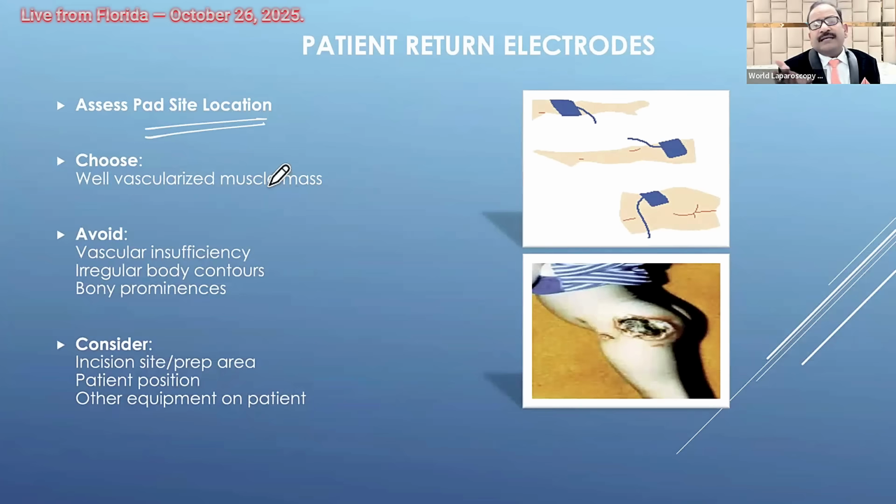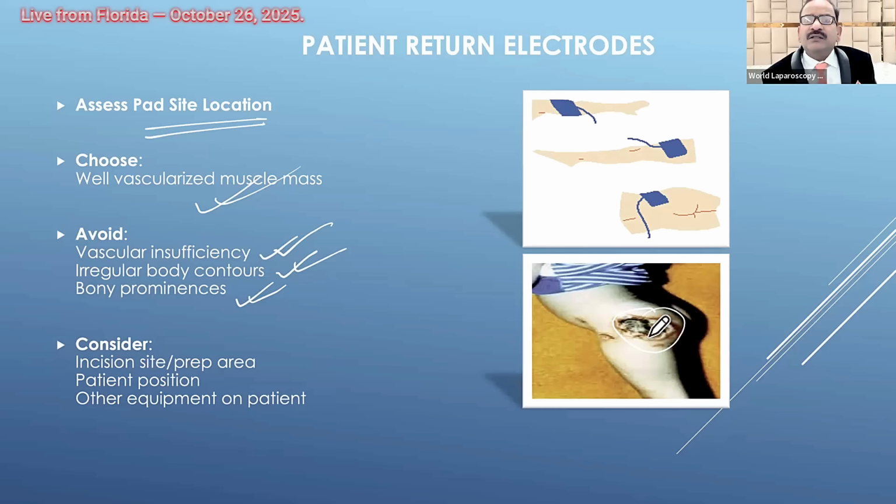Whenever you apply the patient return plate, you should choose well vascularized muscle mass. We should avoid a vascular insufficiency area. You should also avoid irregular body contour and bony prominences. Here you can see the orthopedic surgeon has applied it on the condyle of the femur and you can see the burn. You should also consider the incision site, meaning the patient return plate should be applied as near as possible to the application site.